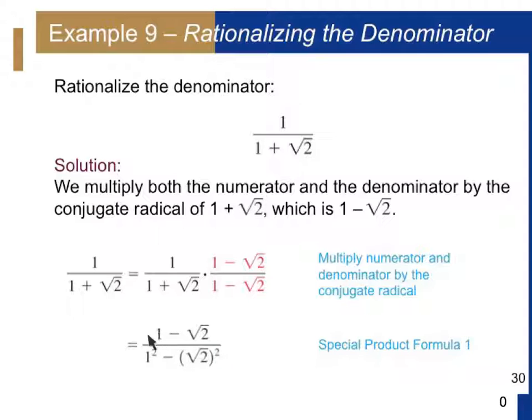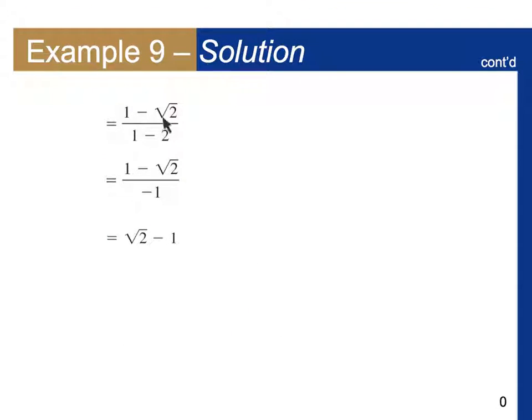Okay, so this would be 1 minus square root of 2 times 1, which is just 1 minus square root of 2. And then this is just a squared minus b squared. So we're taking 1 squared minus square root of 2 squared when we multiply times the conjugate radical in the denominator. So this is going to be 1 minus 2, right? So we get 1 minus square root of 2 over 1 minus 2, which is minus 1.